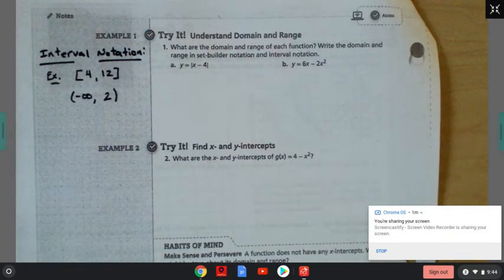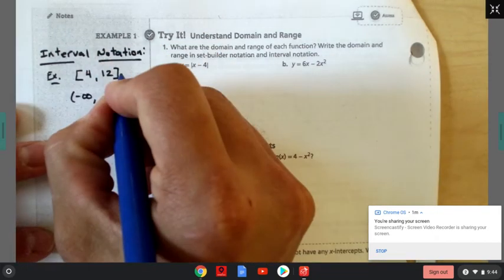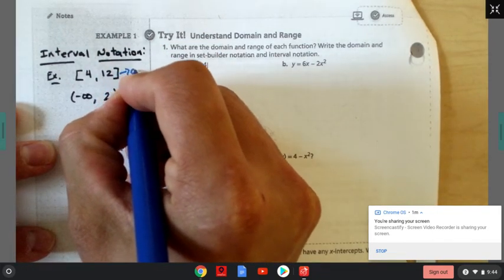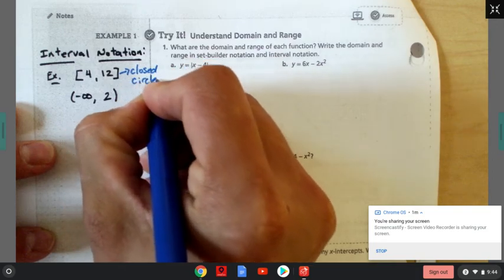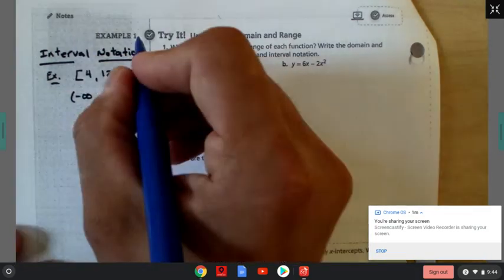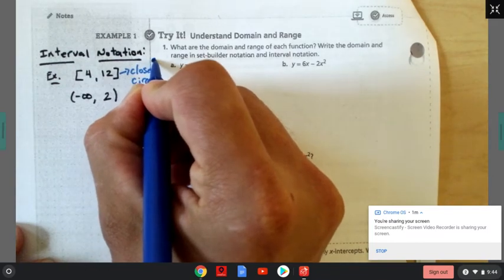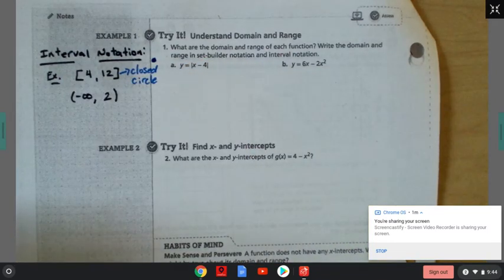So the very first one, whenever you see a bracket around a number, that means it is going to be a closed circle. All right, so the circle is going to be filled in. So it's going to look something like this. Right? It's not going to be like an open circle. So it's going to be a filled in circle.